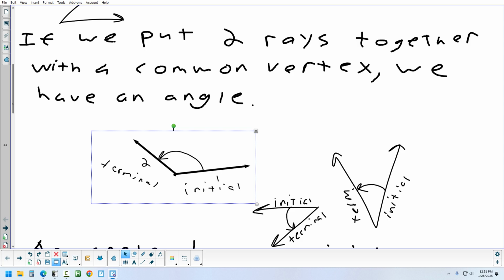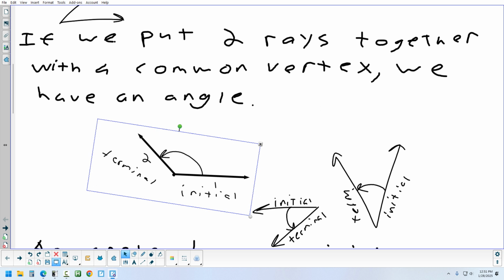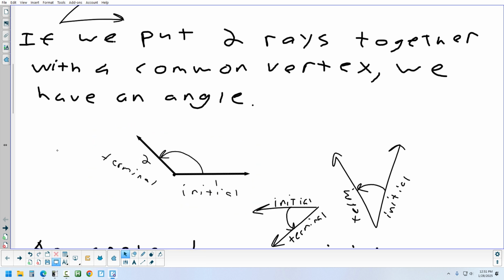Now, out of all these angles that we've drawn, none of these, this one's close. This first one that has the blue box around it, that one's pretty good. But none of them are really drawn how they should be. Right? When you draw the initial side, the way we make it easy to figure out which side is initial is we try to make the initial side horizontal and always pointing to the right. That way it makes it easier to figure out.